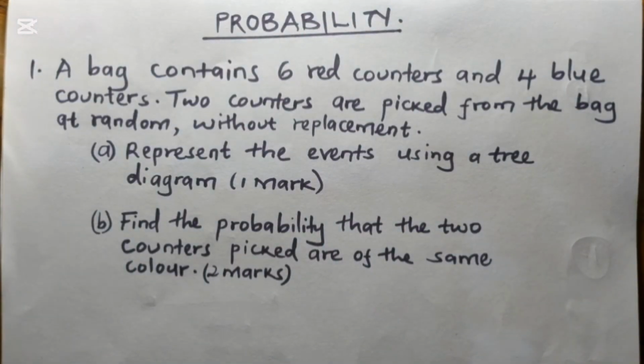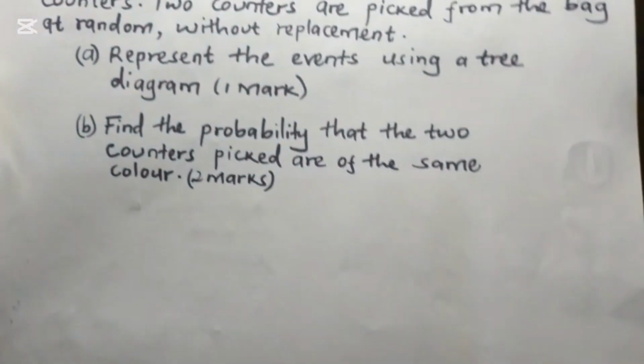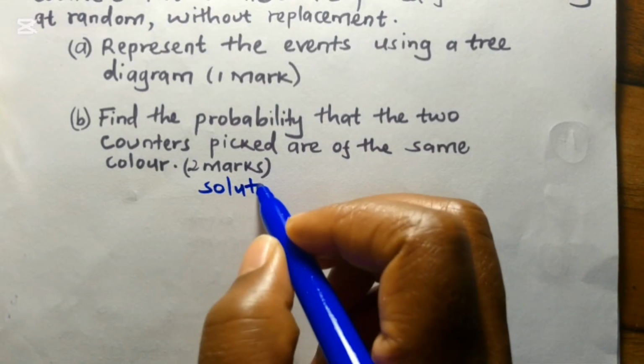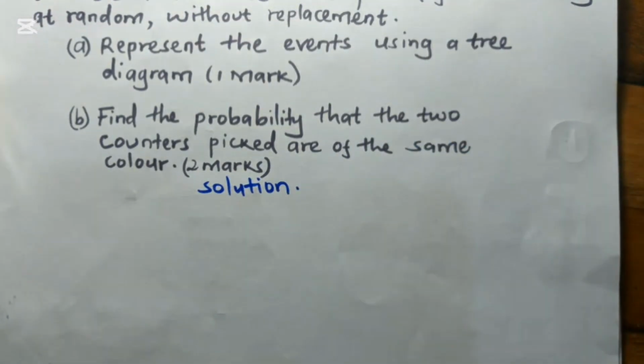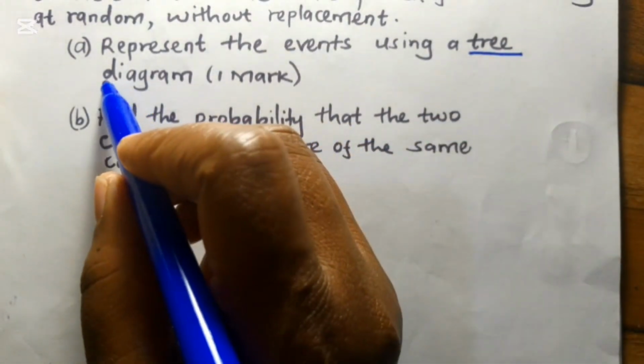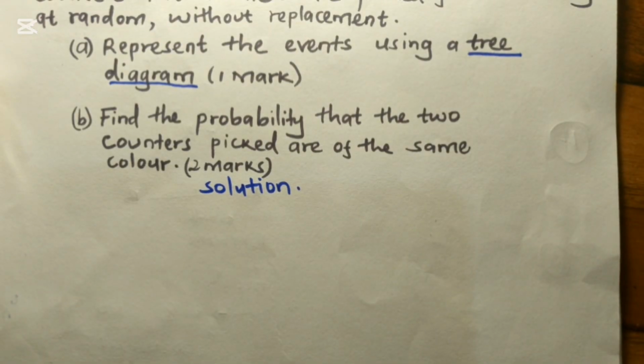So let us first solve part A of the question. Solution. And then, as you can see, the keyword in this question is using a tree diagram. We have other ways of solving probability, such as using an outcome table and so on. But in this case, we are strictly restricted to using a tree diagram.